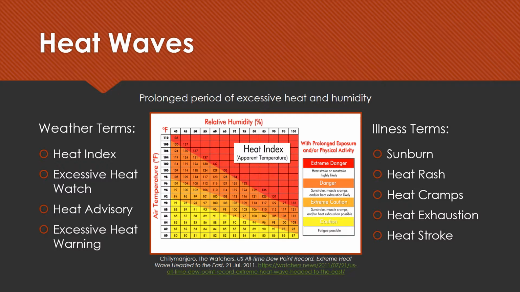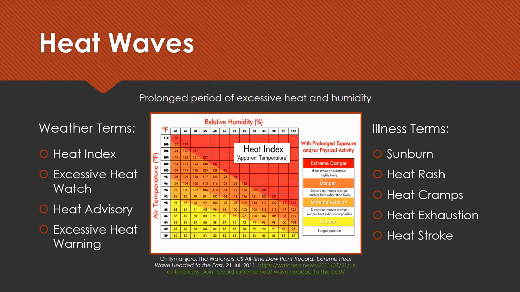Signs of heat cramps include muscular pains or spasms that are usually in the legs or abdomen. It is an early sign of trouble in the heat. What to do during heat cramps is to get to a cooler place, rest in a comfortable position, lightly stretch and massage, and drink electrolyte-containing fluid. Do not use salt tablets.